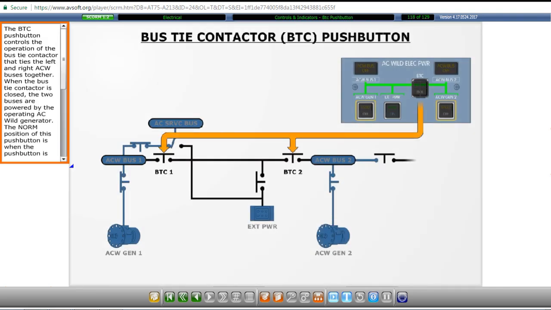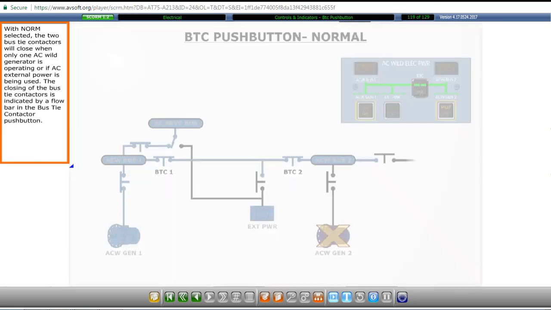The bus tie contactor push button controls the operation of the bus tie contactor that ties the left and right AC Wild buses together. When the bus tie contactor is closed, the two buses are powered by the operating AC Wild generator. The normal position of this push button is when the push button is released out. With normal selected, bus tie contactors 1 and 2 are open and the two AC Wild buses are powered by their respective AC Wild generator.